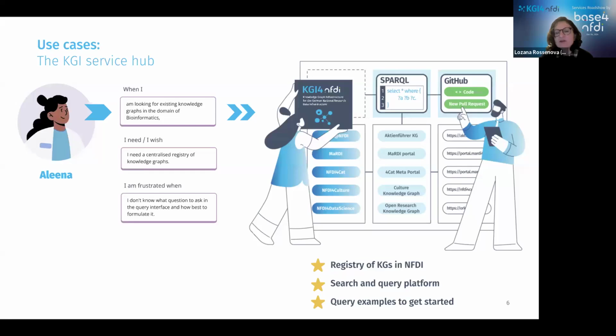So for such a scenario, we have envisioned the KGI Service Hub to be able to respond. The Service Hub essentially consists of a registry of existing knowledge graphs in NFDI across different consortia. It includes a search and query platform, and very importantly, it includes easy query examples that allow users to get started and then modify further and try to find out the answers to their own questions. We also have easy ways to contribute to this registry, so it's not a closed-off resource, but rather something quite porous and easy to work with for the community.